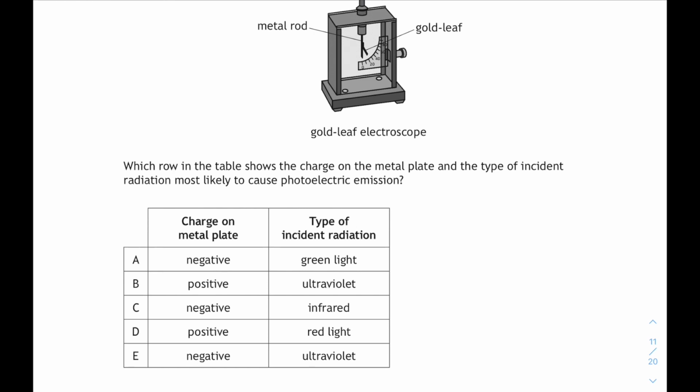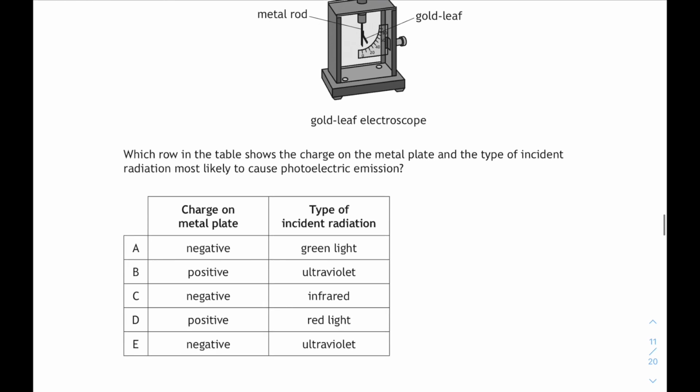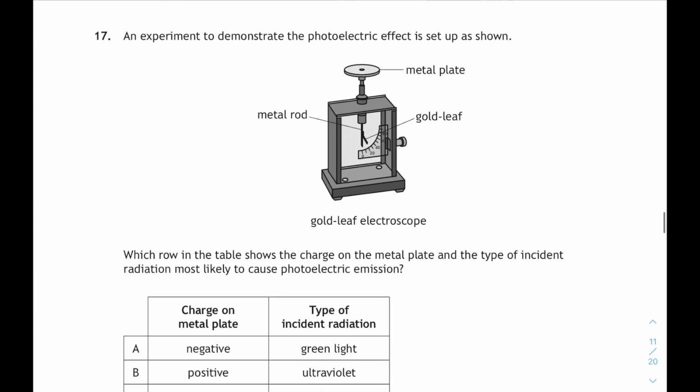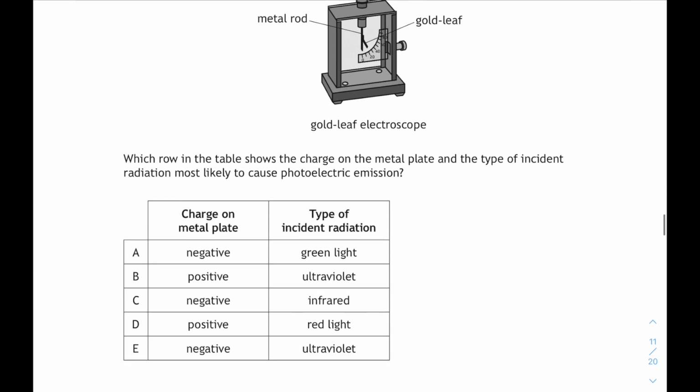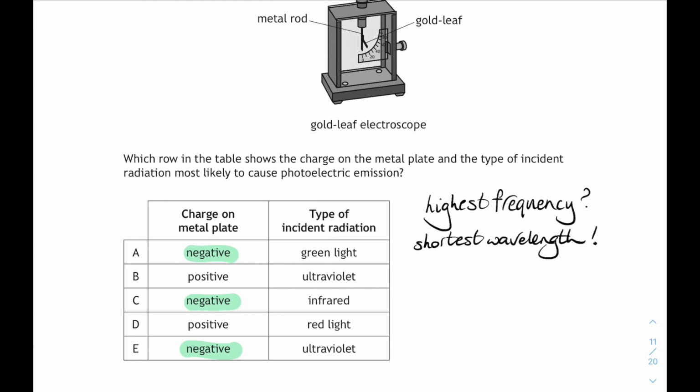Well, photoelectric emission is when electrons are emitted from the surface of a metal by photons of light, and the plate has to be negatively charged for that to happen. So instantly it can only be A or C or E. But which type of light is most likely to cause this effect? Well, it'll be the one with the highest frequency or the shortest wavelength.